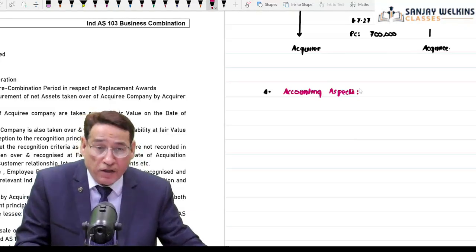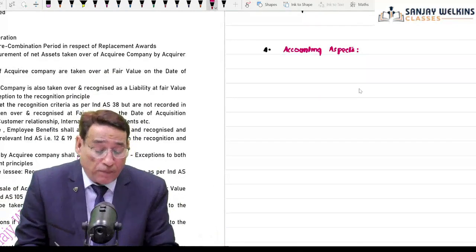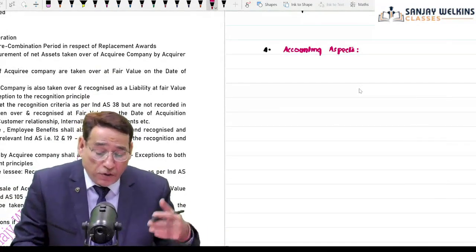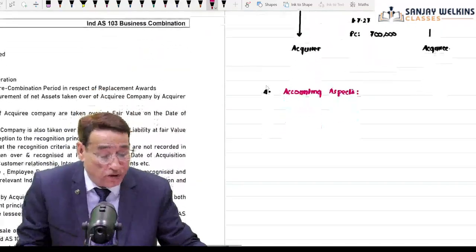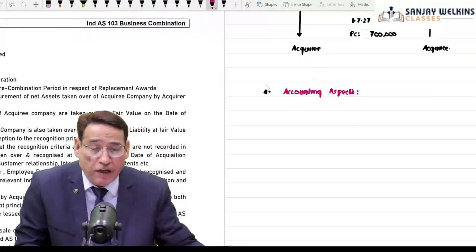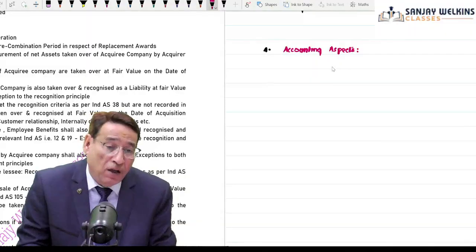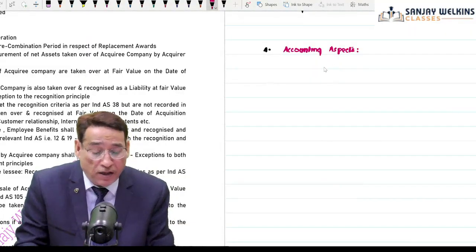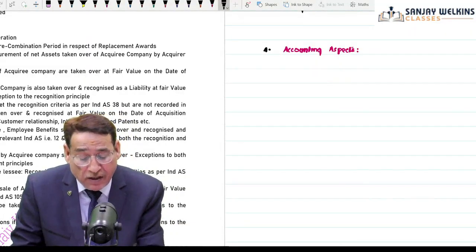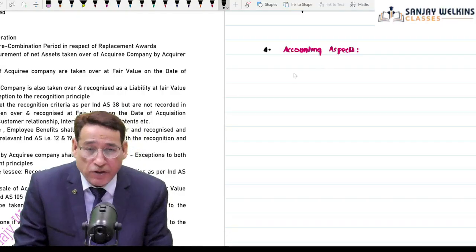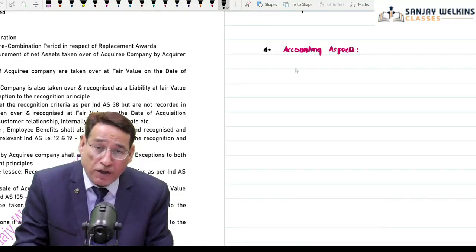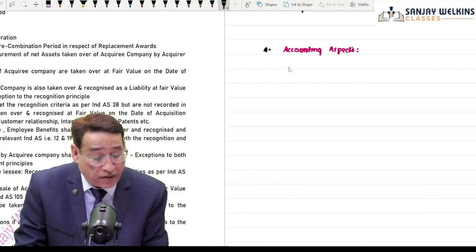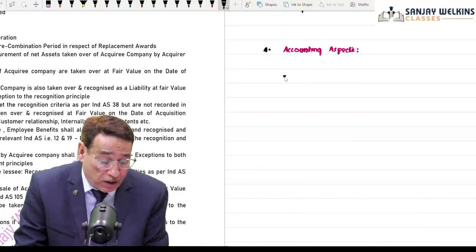Suppose you have acquired control over the other enterprise. As I just told you, let us say you acquired 70% control, you paid an amount of rupees 7 lakhs, so you are the acquiring entity. Now you will have to do the accounting, correct? And this standard, Ind AS 103, which deals with business combination, states that accounting will be done in the books of the accounting acquirer.